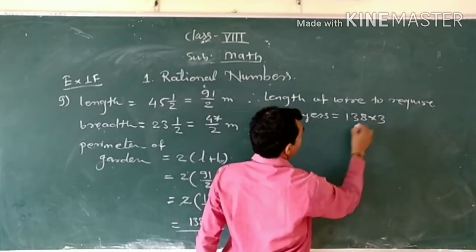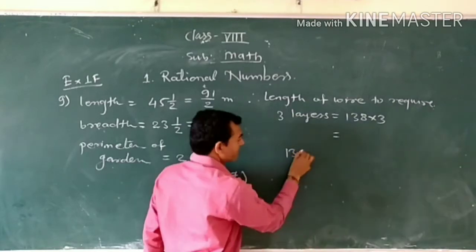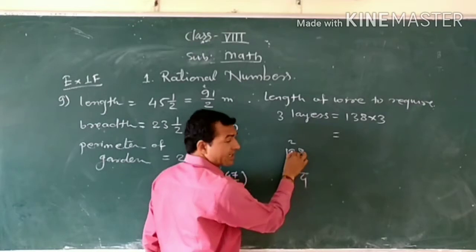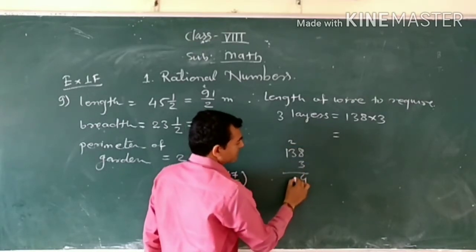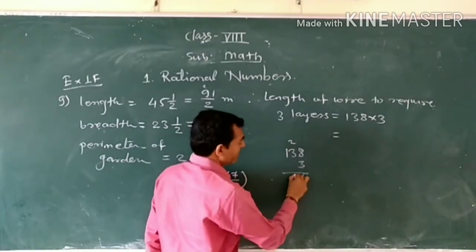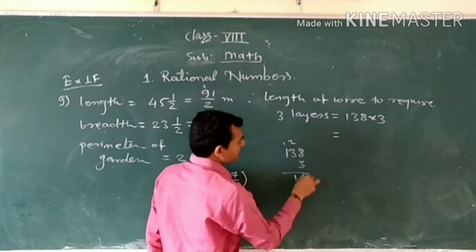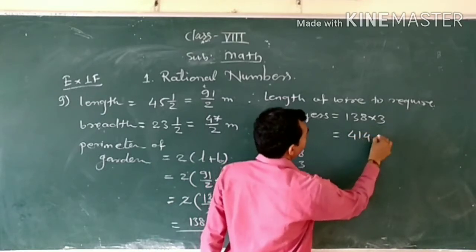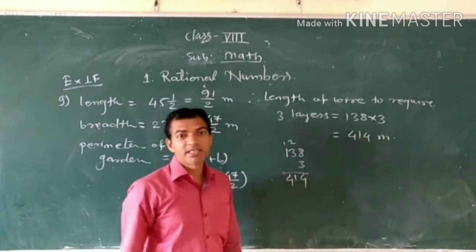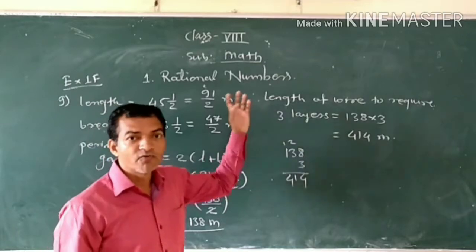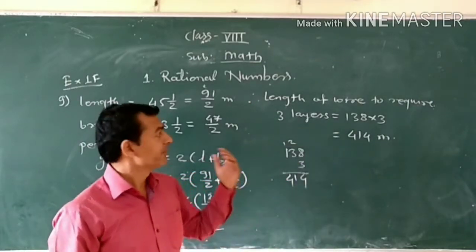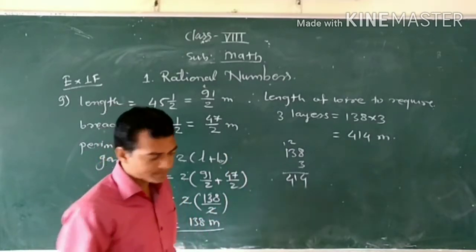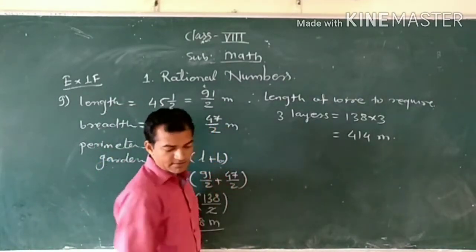is equal to 138 multiplied by 3. So what can you get here? 138 multiplied by 3: 8 times 3 is 24, 4, 2 remains; 3 times 3 is 9, 9 plus 2 is 11, 1, again 1 remains; 1 times 3 is 3, plus 1, 4. So this will be equal to 414 meter. This much length of wire is required to fence a rectangular garden by 3 layers. Okay, understood? So write down this.